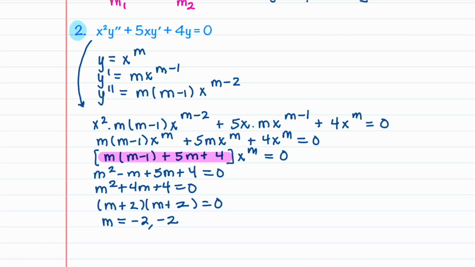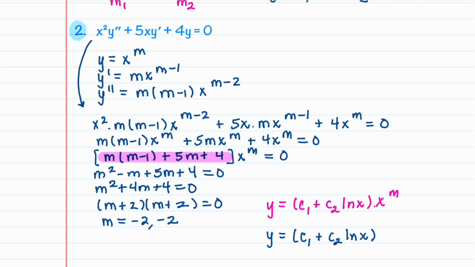When we have a repeated root, the solution takes the form y is equal to c1 plus c2 natural log x times x to the m. So our solution is y is equal to c1 plus c2 natural log x times x to the minus 2. And there's our solution.